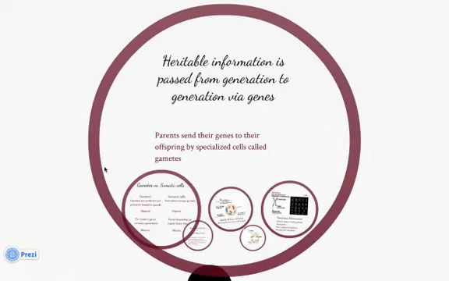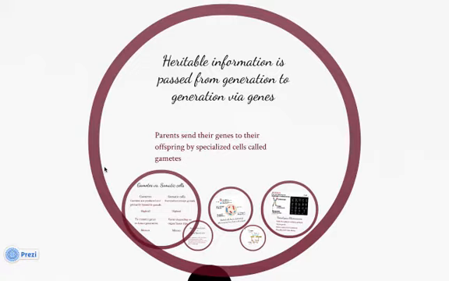Heritable information is passed from generation to generation through genes. Genes are located on chromosomes, and they are stretches of DNA that encode parts of, or whole, information that allows for the expression of proteins, which are the active players in our cells that we've talked about earlier.